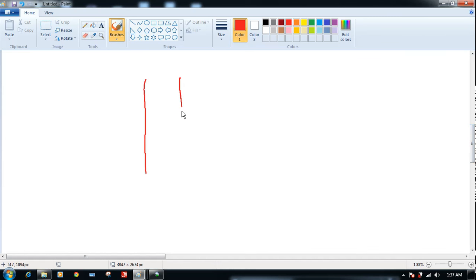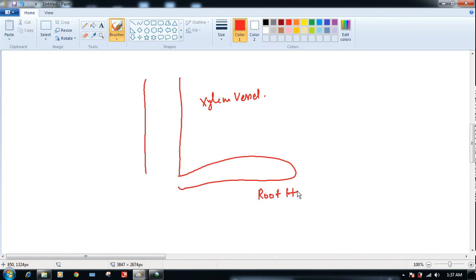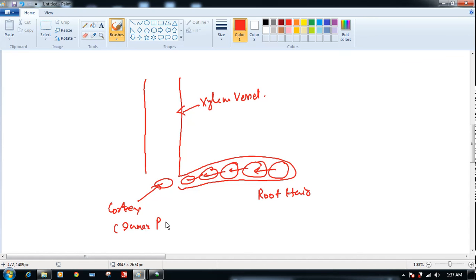This is your xylem vessel. So this was your cell root here. These are your cells. So water is given to each and every cell, and they have reached to the xylem tube, xylem vessel. This is your cortex, inner part.